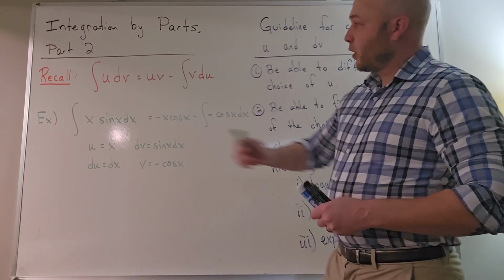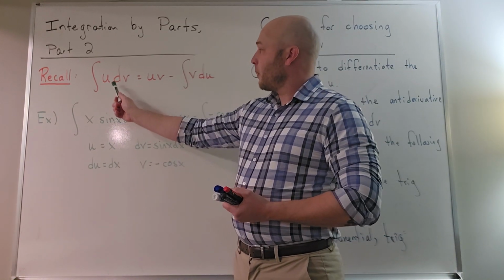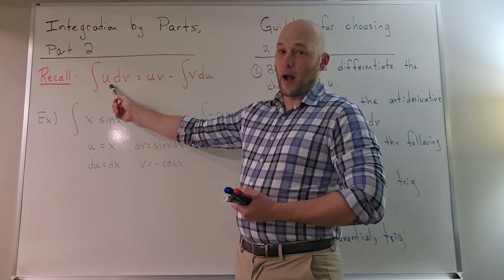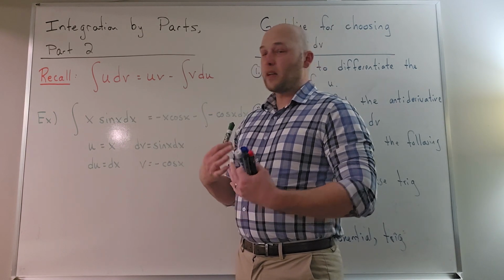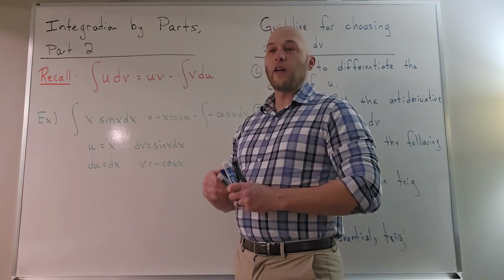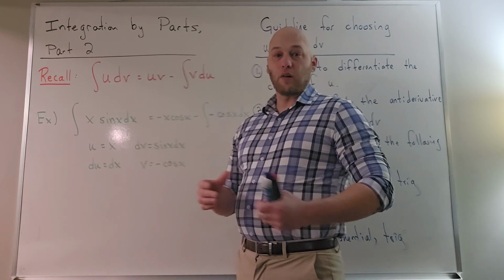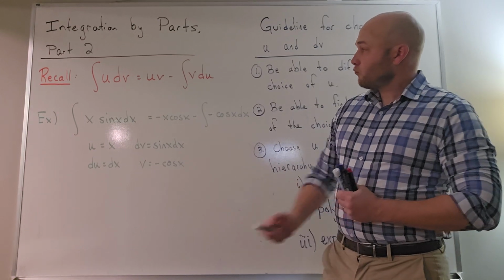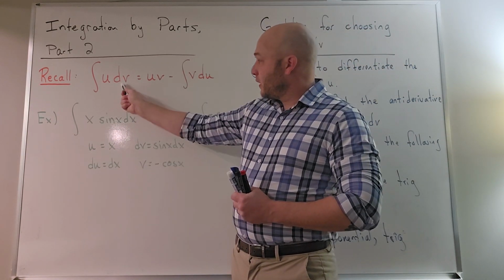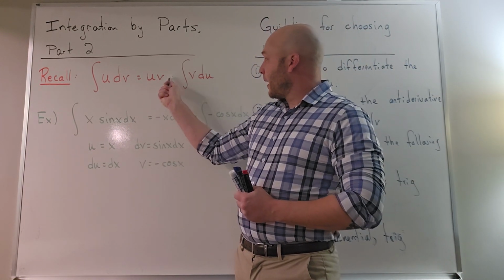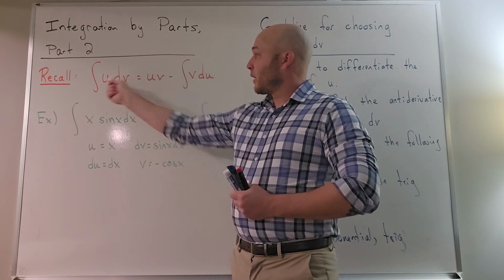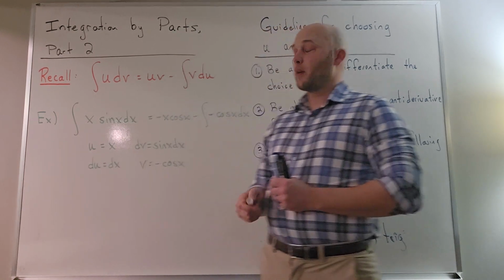Couple of things. One, recall the integration by parts formula applies when I have a product in my integrand. That doesn't necessarily guarantee that it'll work, but if I have a product, that's one of the necessary conditions for integration by parts to work. And if I have u dv, then the integral is uv minus the integral of v du. Again, this is what I'm assuming you are familiar with.